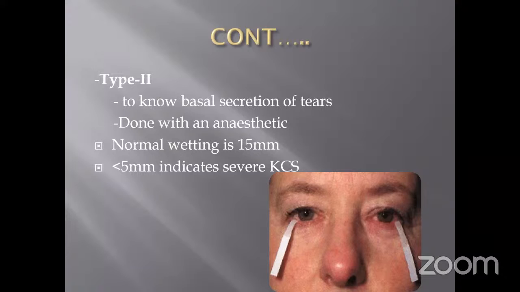So we have to abolish the reflex secretion by using a topical anesthetic. So it is done with an anesthetic. And again, the normal value is 15 millimeters, and less than 5 millimeters indicates severe keratoconjunctivitis.